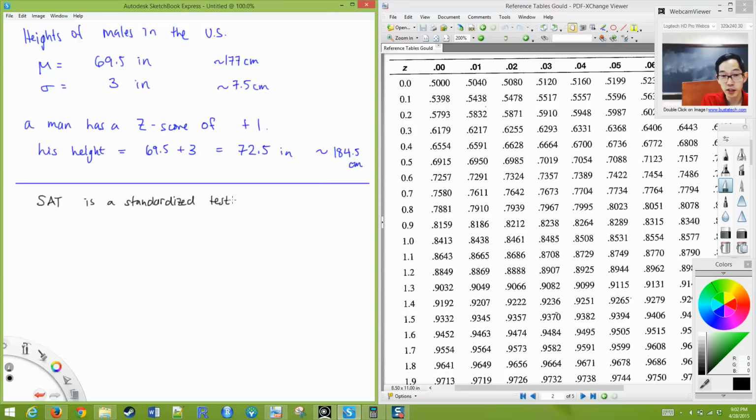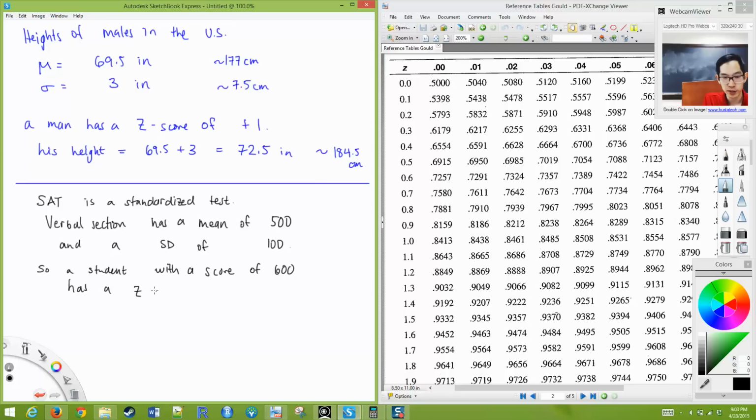Because both this man who's 72.5 inches and this student who has an SAT score of 600 have a z-score of +1, when you compare them to the rest of the nation, and we ask what percentage of males are shorter than 72.5, the answer is the exact same as the answer to what percentage of students have verbal scores less than 600, because they're both talking about z-scores of +1.